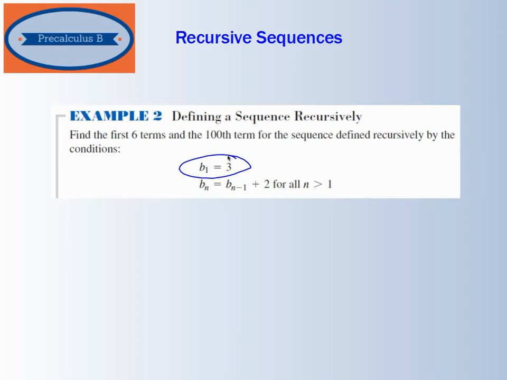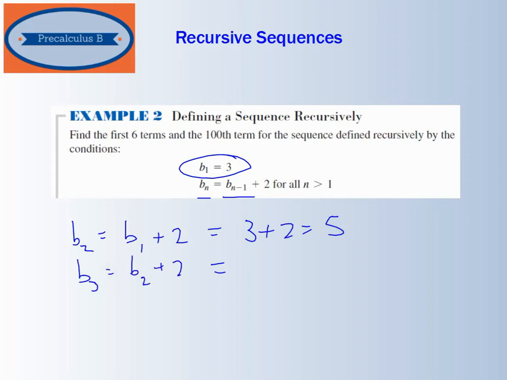But then if I want to know the nth term, I would say b sub n is just b sub n minus 1, meaning the previous term, plus 2 for all n greater than 1. So if I want to know b sub 2, that's the same thing as b sub 1 plus 2. Well, b sub 1 was 3, so it's going to be 3 plus 2 equals 5. If I want to know what is b sub 3, well, that's just b sub 2 plus 2.